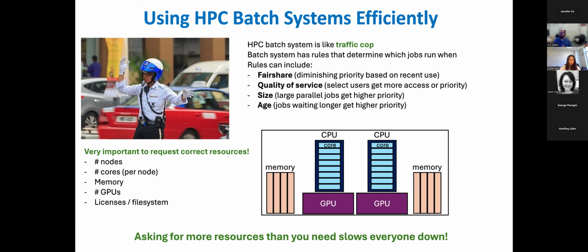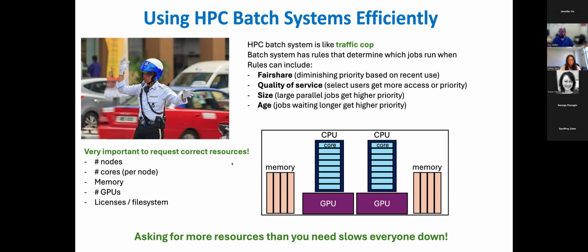Size of jobs can control the priority, larger jobs getting faster access than smaller jobs, or even the age of the job. If the job has been waiting a very long time, it might start to get higher and higher priority because it needs to get finished, needs to start running.